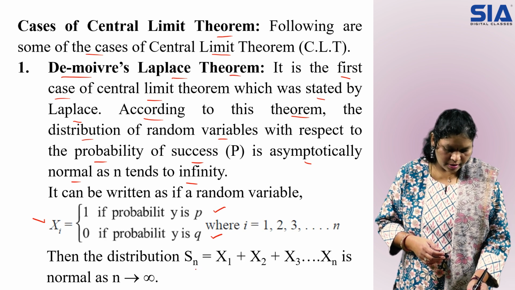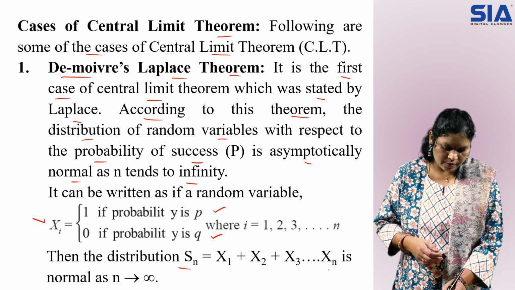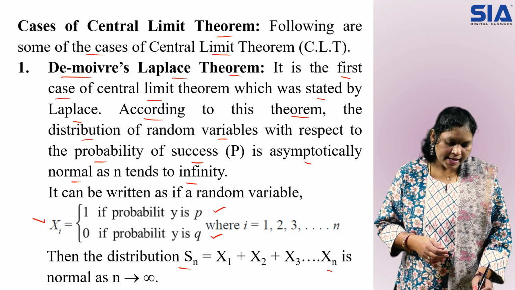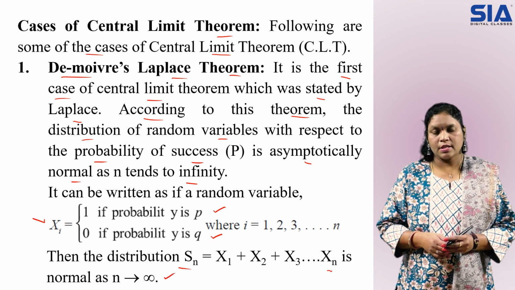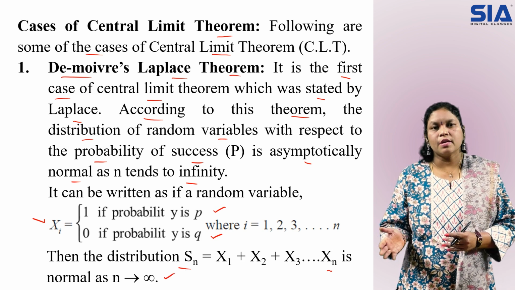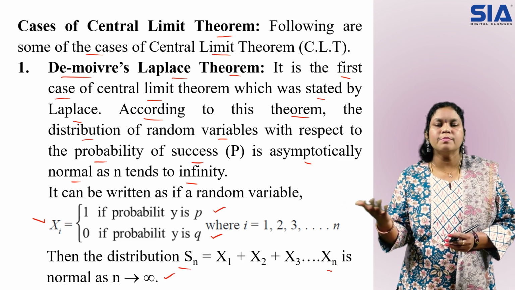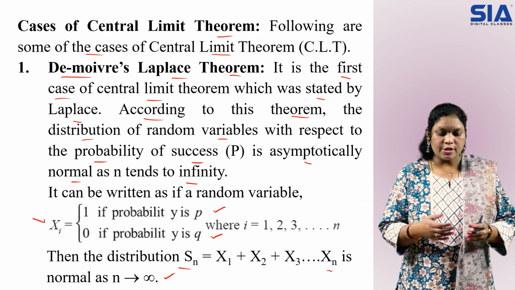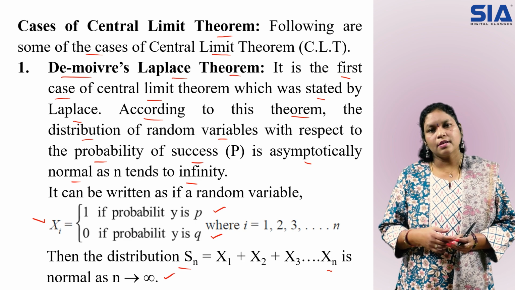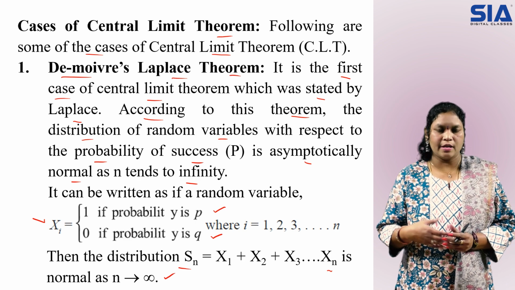And for the central limit theorem, the same formula, Sn is equal to x1 plus x2 so on up to xn, as n tends to infinity, because we are considering a normal distribution when the probability of success is P. So n tends to infinity. So that is your De Moivre's Laplace theorem under the case of the central limit theorem.